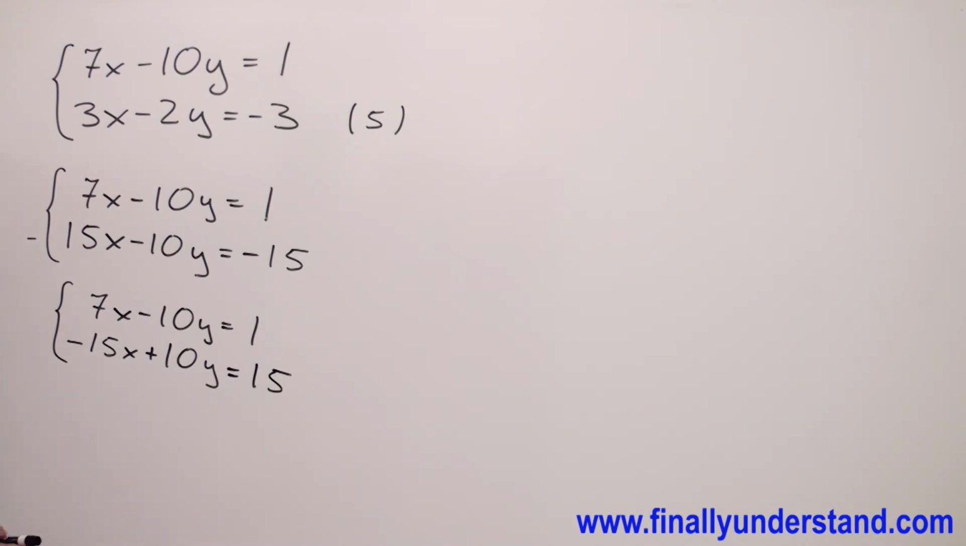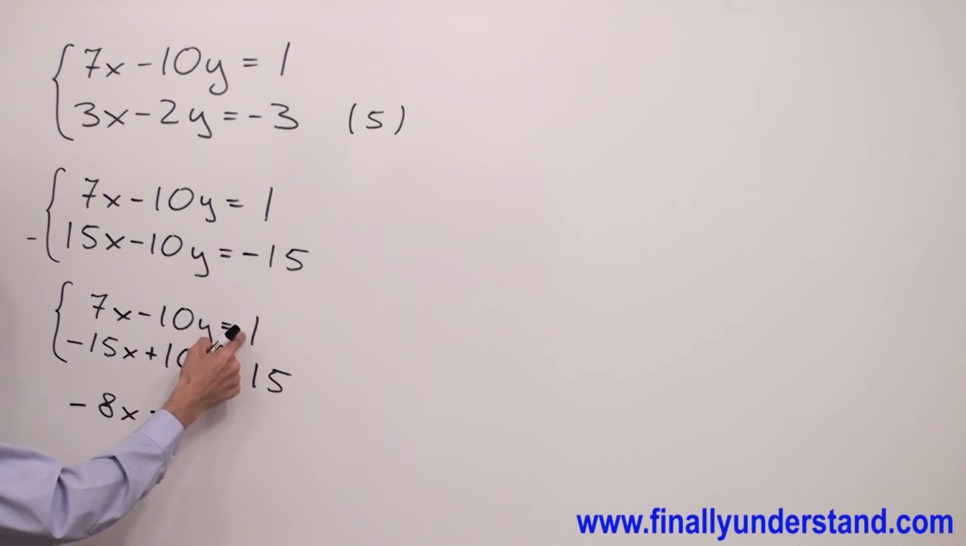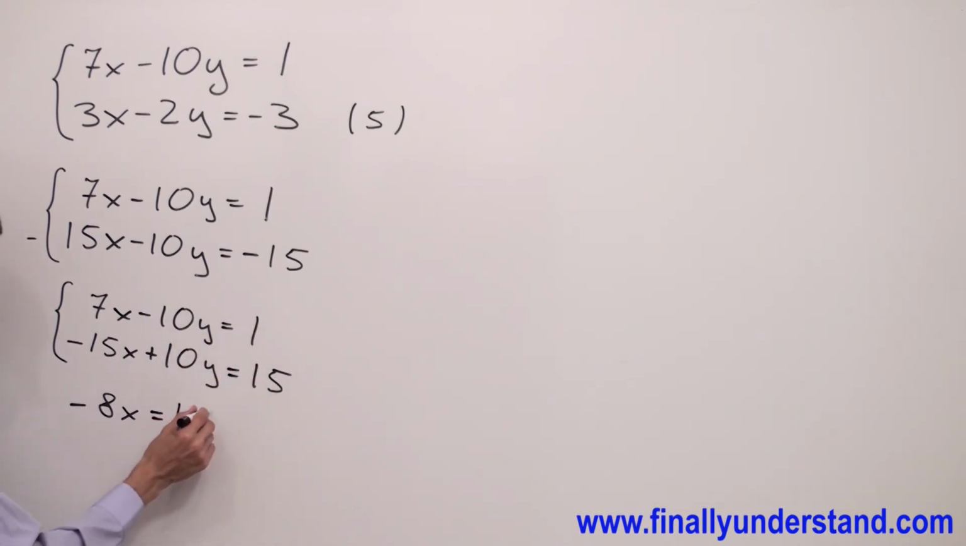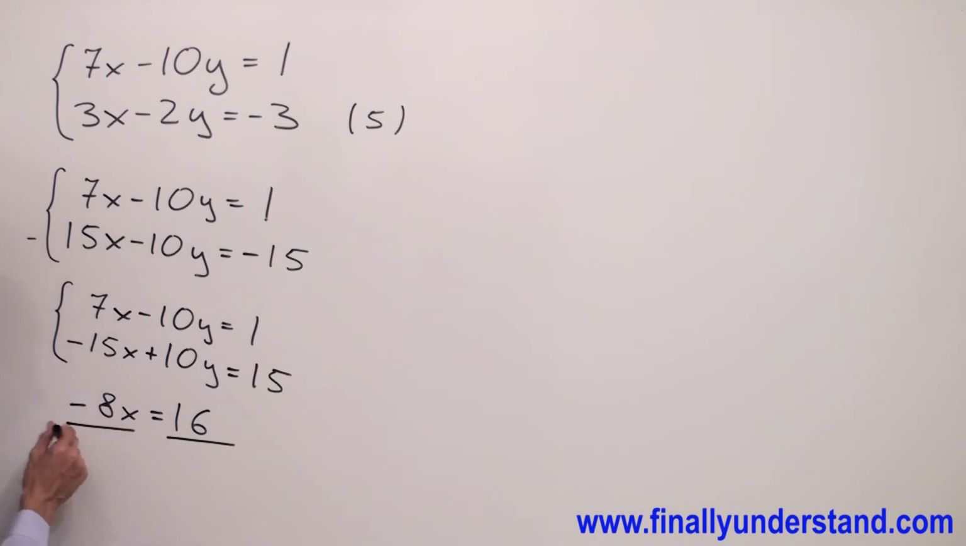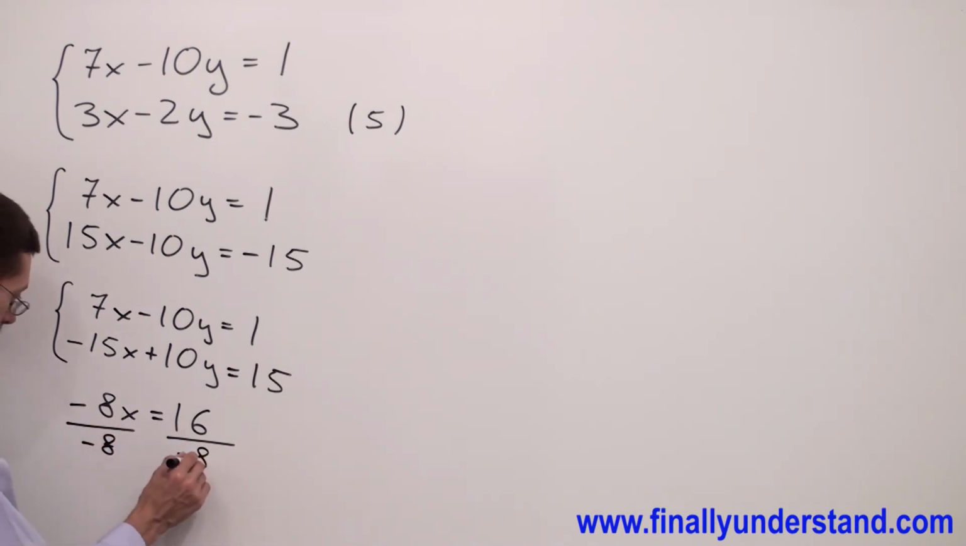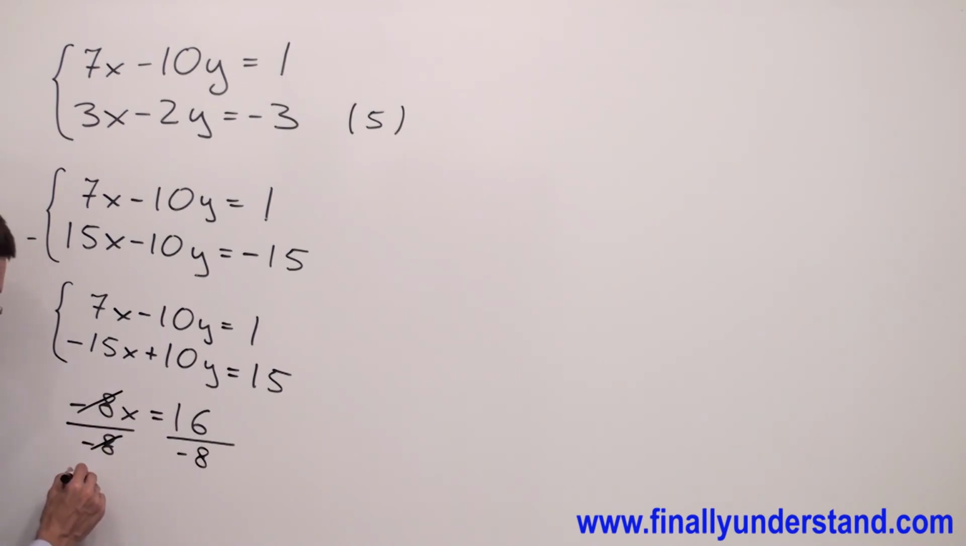Next, I'm supposed to perform the following operations. I have 7x minus 15x is equal negative 8x. Negative 10 plus 10 is equal 0. I'm not going to write 0, so simply write equal. 1 plus 15 is equal 16. In order to find a value of x, I have to divide both sides of the equation by whatever is multiplied to x, divided by negative 8. Negative 8 and negative 8 will cancel out. I have x equals 16 divided by negative 8 gives me negative 2. And this is my x coordinate.